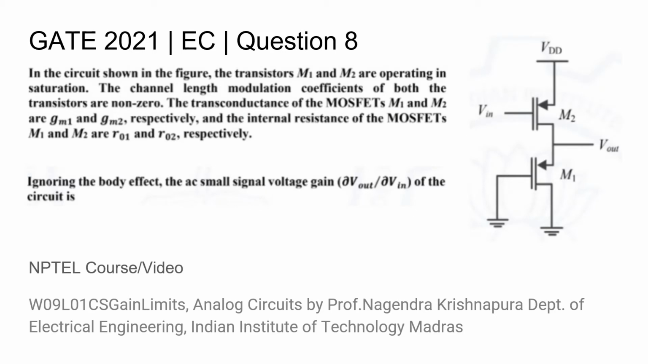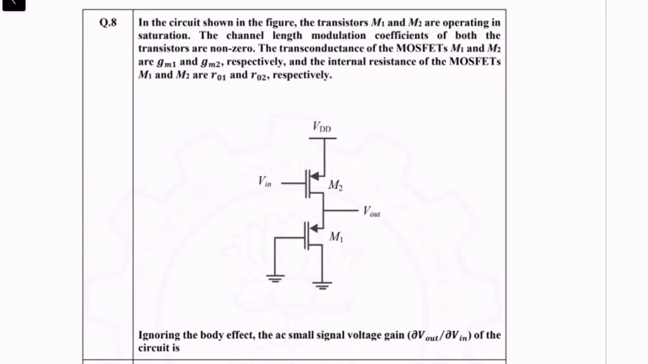This is question 8 from the GATE 2021 EC paper, where we are given a common source amplifier with an active load and are asked to find out the small signal voltage gain ignoring the body effect. Underneath the question, you will find the title of the NPTEL course or video relevant to this topic. So let us proceed with solving this problem.